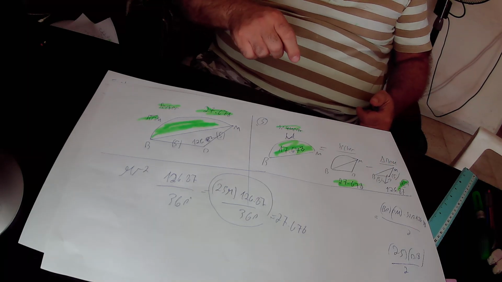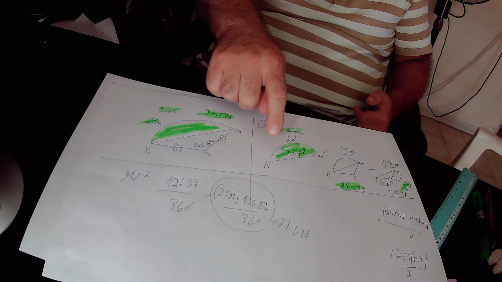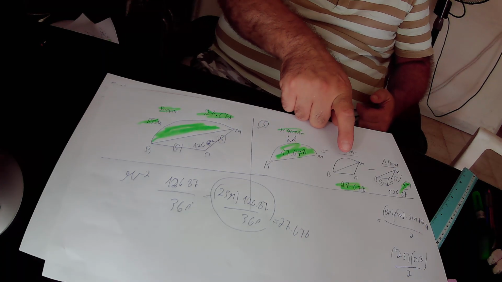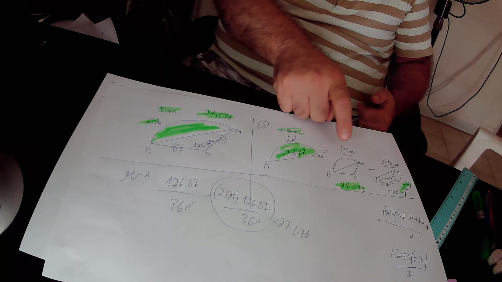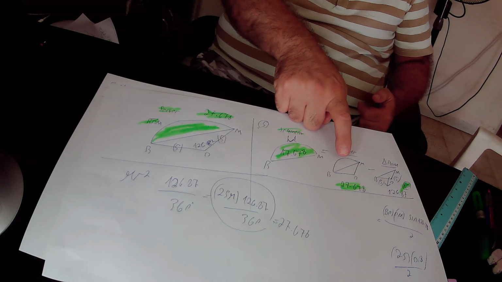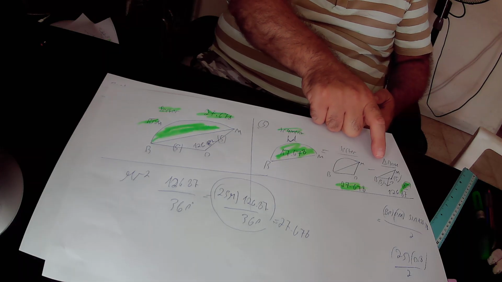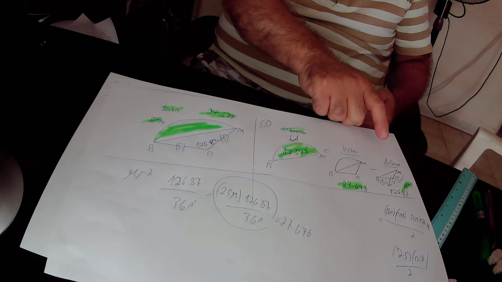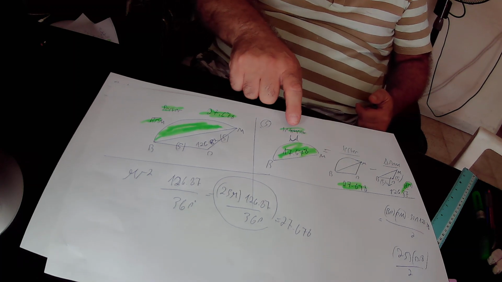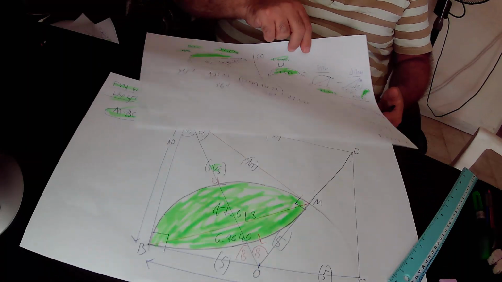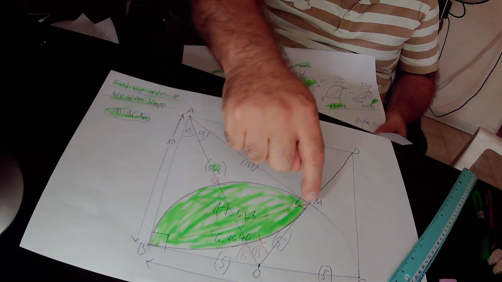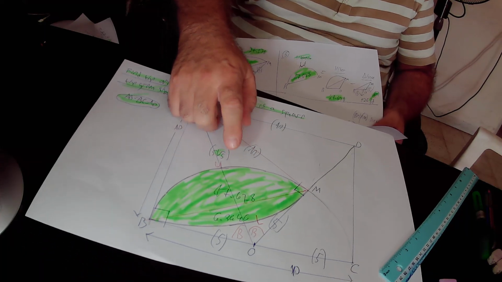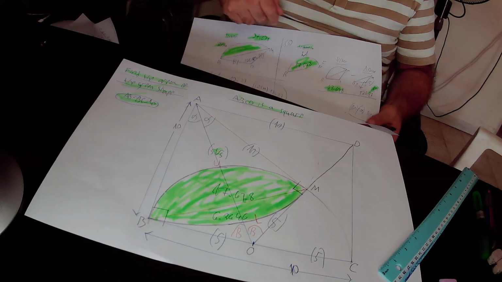So in total, the area of the upper segment equals the area of sector BOM minus the area of triangle BOM. The area of sector BOM is 27.678 minus the area of triangle BOM, that is 10 square units. 27.678 minus 10 is 17.678 square units in size. So the area of the upper segment BUM equals 17.678 square units in size.